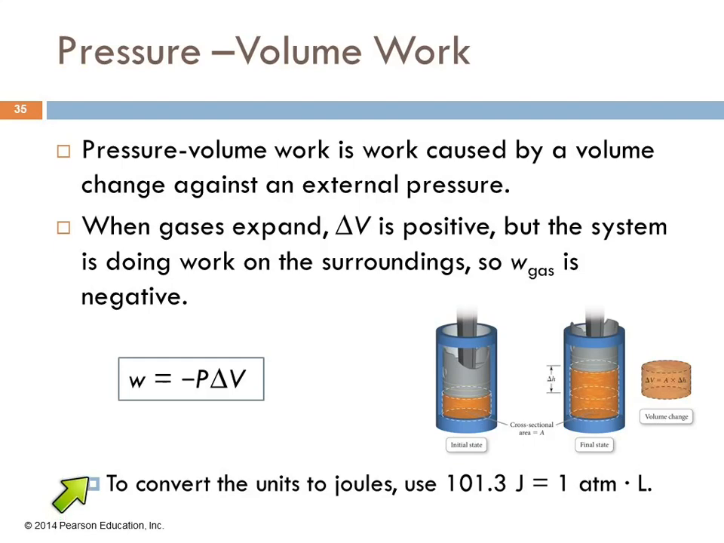We end up with some weird units here. We can end up with atmospheres and liters. And how do we change that to energy? Well, 1 joule is equivalent to 1 atmosphere liter. I'm sorry, not 1 joule. 101.3 joules is 1 atmosphere liter. And so that's how we take care of the units. And that's really physics there, and you probably don't want to go there.